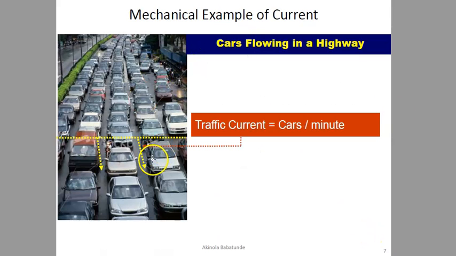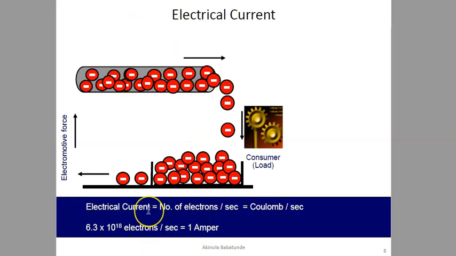We can also represent this analysis using cars flowing in a highway. Traffic current would be equal to the total number of cars we have per minute. And of course, the traffic current will be dependent on how wide the road is and the total number of cars passing through that particular road per time or per minute. The electric current is given as the number of electrons per second, which is coulombs per second, and 6.3 times 10 raised to the power 18 electrons per second is 1 ampere.